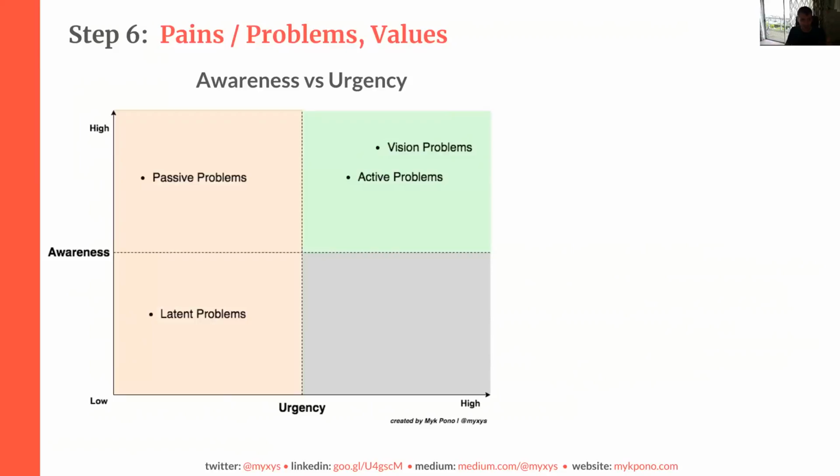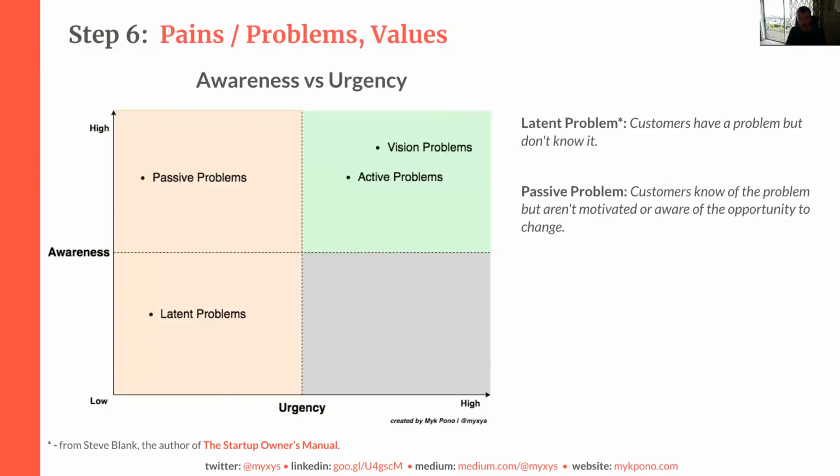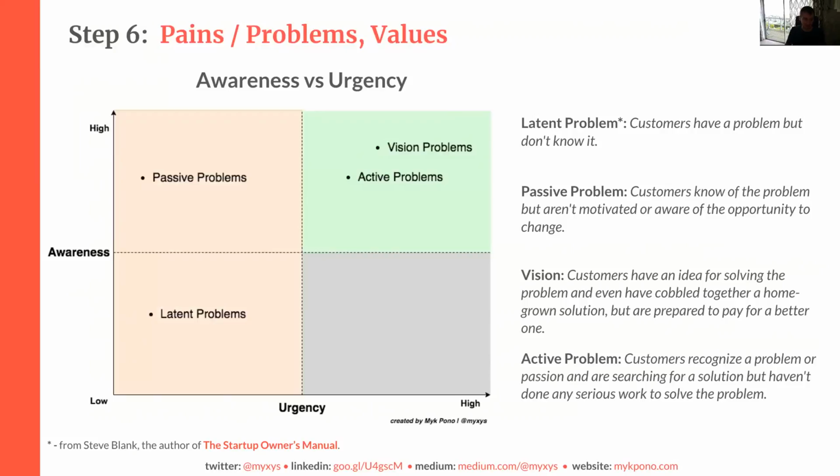I actually plugged in these different types of problems that were outlined by Steve Blank in his book The Startup Owner's Manual, which I think is very helpful. If you look at latent problems, these are basically problems that customers don't know they have yet. So they're not aware. That's why it has a low awareness and a low urgency, because you can't really be urgent about a problem that you're not aware of.